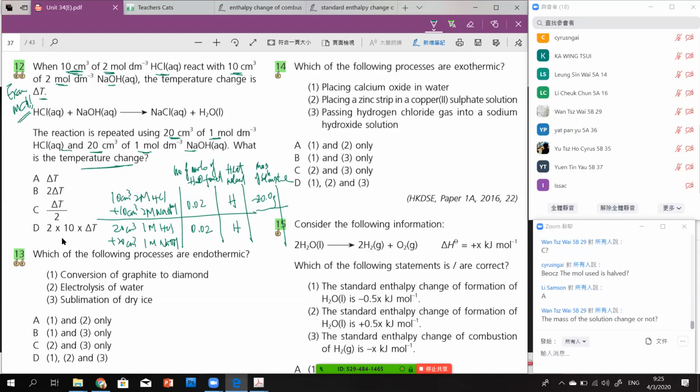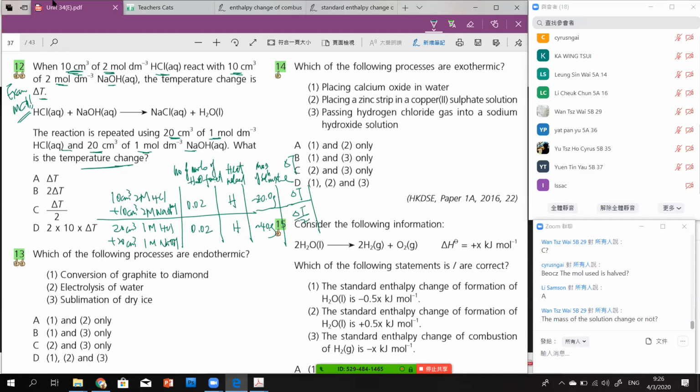Okay, how about this? Similarly, it's about 40 cm cube of solution, if I treat the density of the solution as the same as water. It is just a multiple of 2 for the second case. So what will happen to the delta T? In case we have got 1 delta T, how about this? It will drop to half.